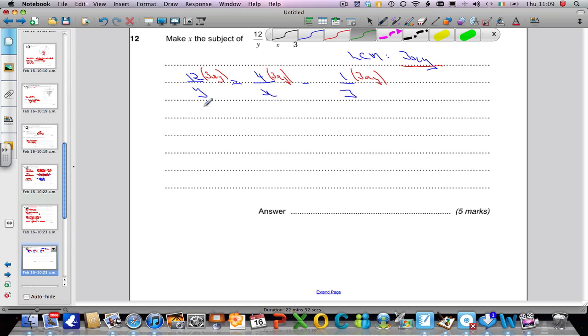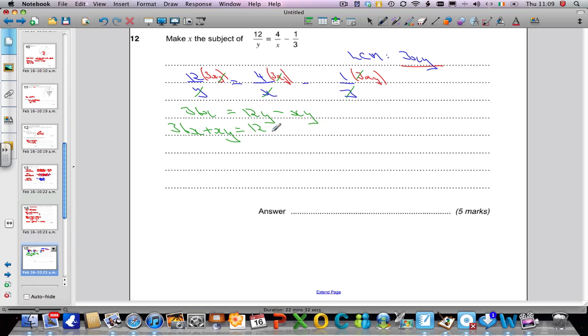Right, so we can cancel out now. The y cancels out with the y, the x cancels out with the x, and the 3 cancels out with the 3. And what are we left with? We got 12 times 3 times x, which is 36x, must be equal to 12y minus xy. Okay, and looking to make x the subject of the formula, so take anything with an x over to the left hand side. So we get 36x plus xy, so I'm adding xy to both sides, must be equal to 12y.